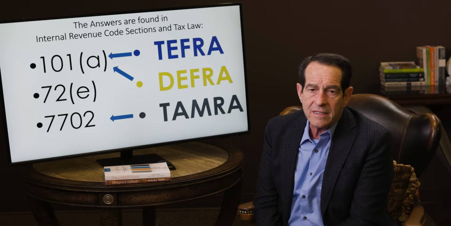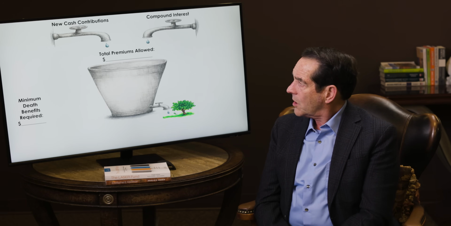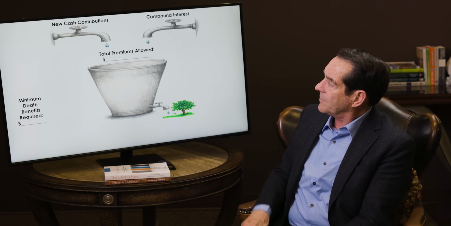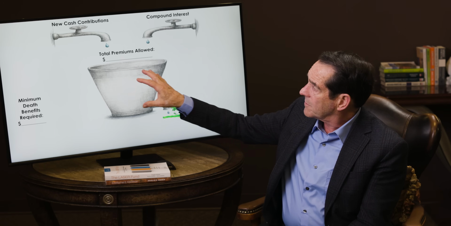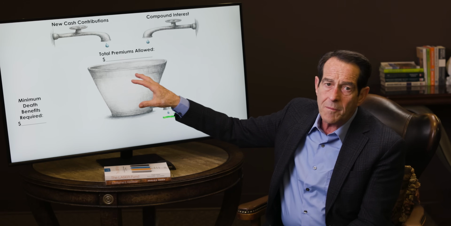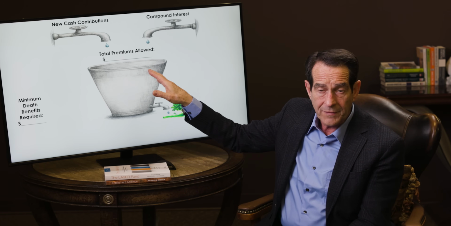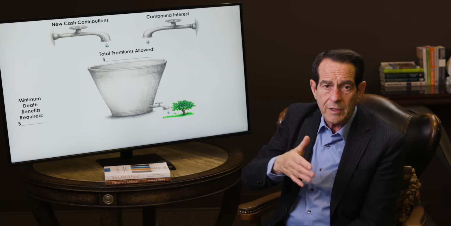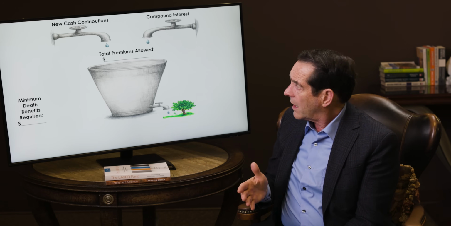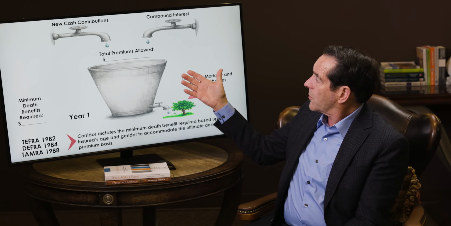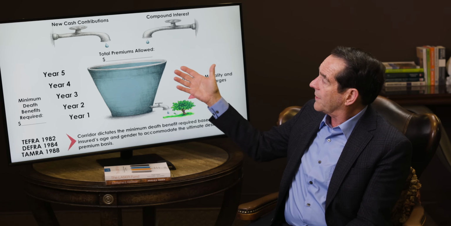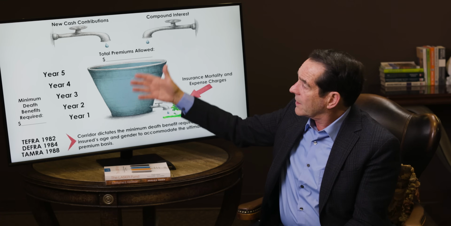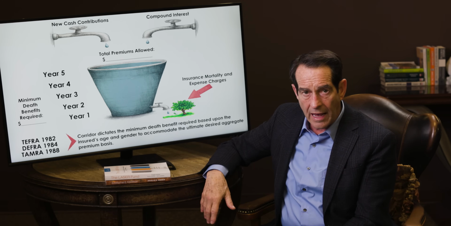TAMRA basically dictates how fast you can put it in there. TAMRA was not passed until 1988. So let me explain this with a metaphor of a bucket. When you design an IUL, it's like a bucket, and you're trying to design it to accommodate the amount of money you want to put into it. Let's keep it simple. It could be $500 a month that a 35-year-old wants to put in for 30 years. Or I work with people who are maybe 60 years old and want to get in $500,000 as soon as possible. They want to fill it up as soon as TEFRA, DEFRA, and TAMRA allow.